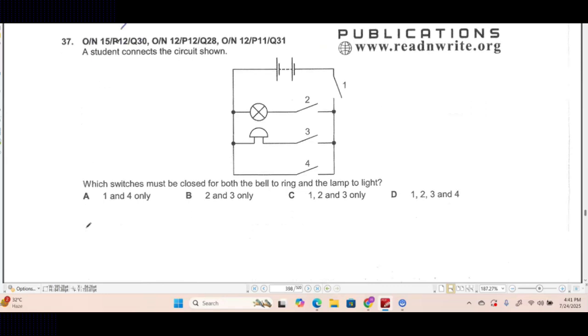Moving on to question number 37. A student connects the circuit shown. Which switches must be closed for both the bell to ring and the lamp to light?